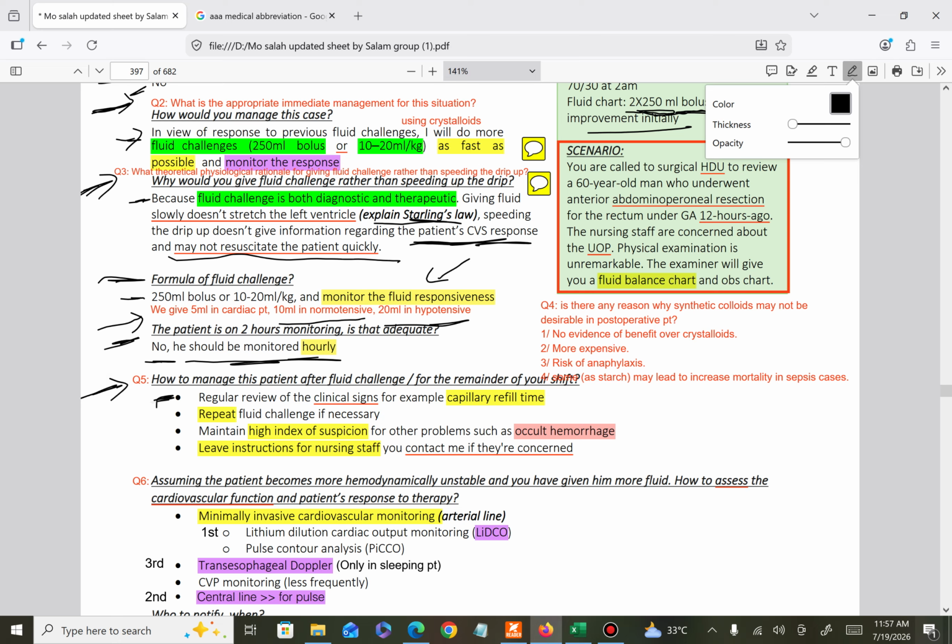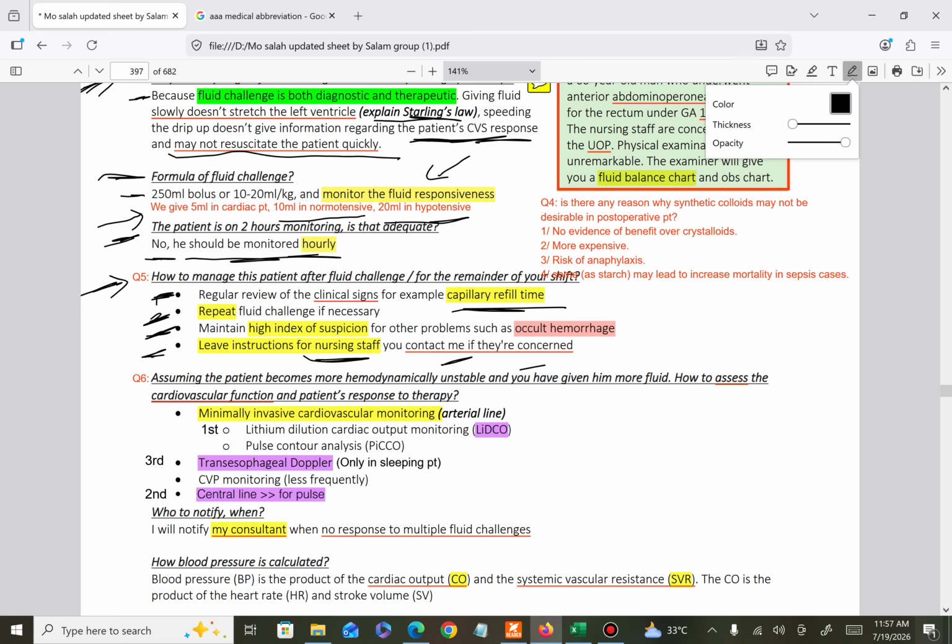So we have to regularly review the clinical signs, for example capillary refill time, repeat the fluid challenge if necessary, maintain a high index of suspicion for other problems such as occult hemorrhage, and leave instructions for nursing staff that they should contact you if they are concerned. Okay, so these are the things to do in the remainder of your shift.